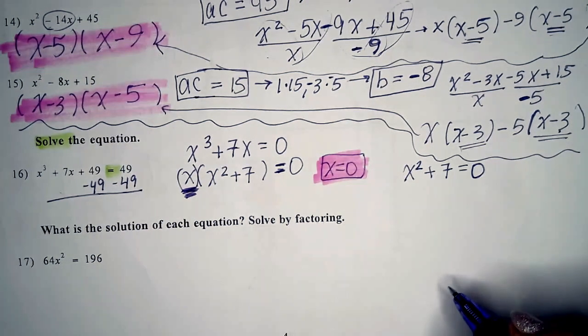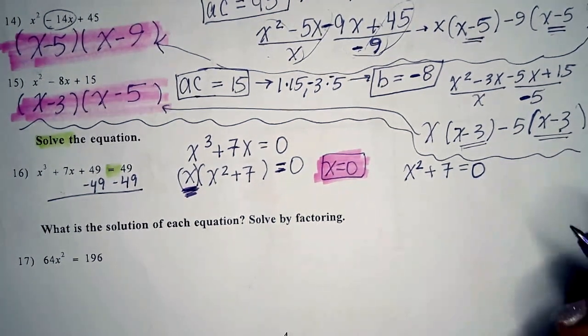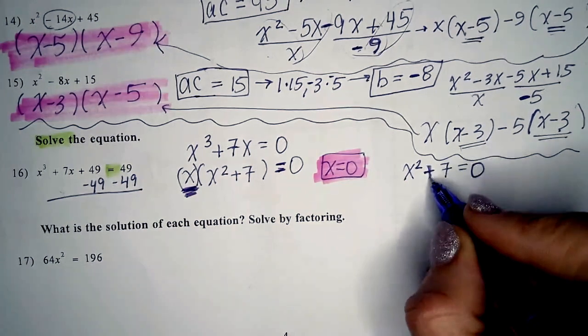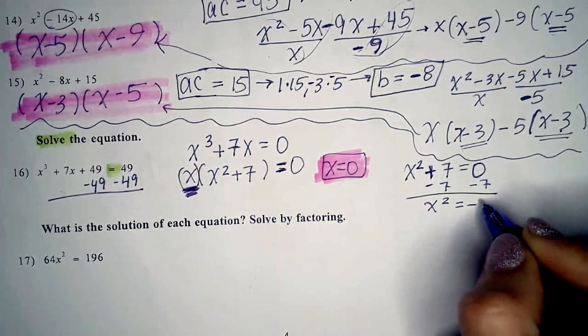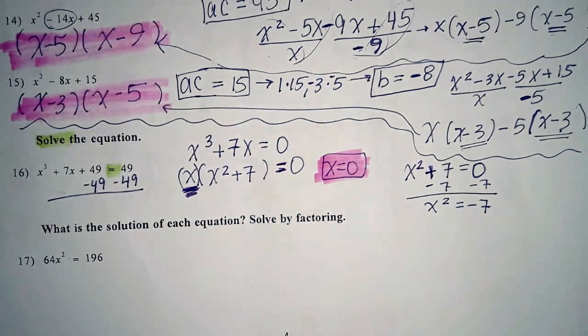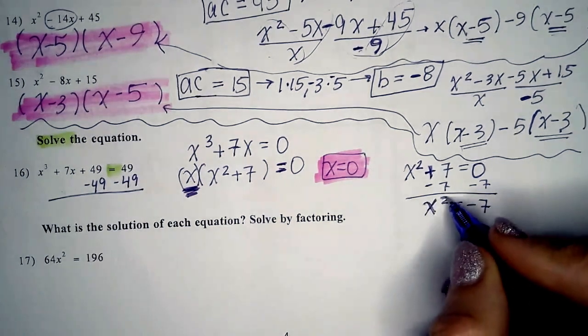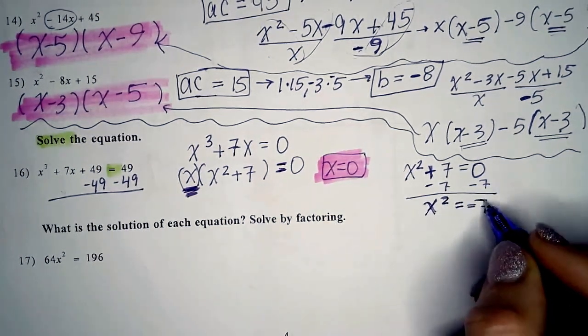But what would I do next, Nafia, if I'm trying to solve for x? You add 7. Well, it's already positive, so then you subtract 7. Good. Minus 7 minus 7. So I have x squared is negative 7. Now I'm trying to get x alone. What can I do next, Nicole? I have x squared is equal to negative 7. I'm trying to solve for x. What do I do next?